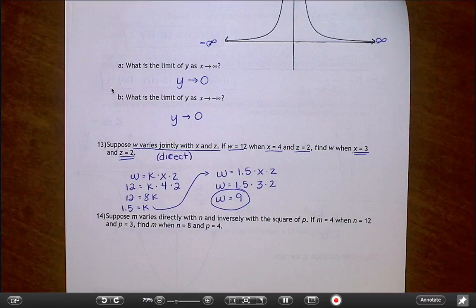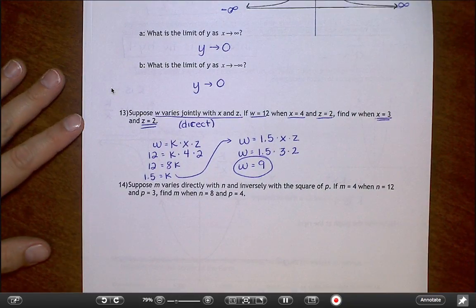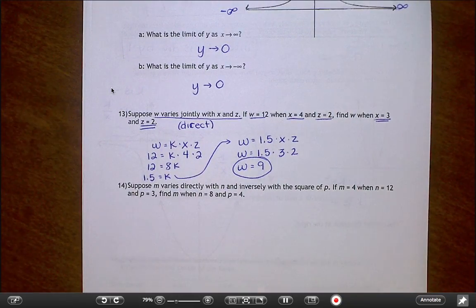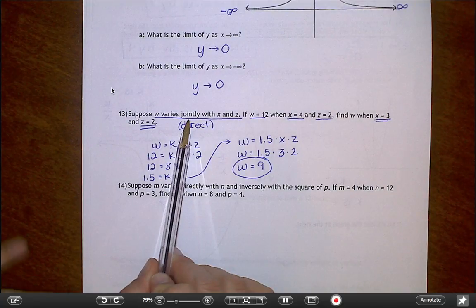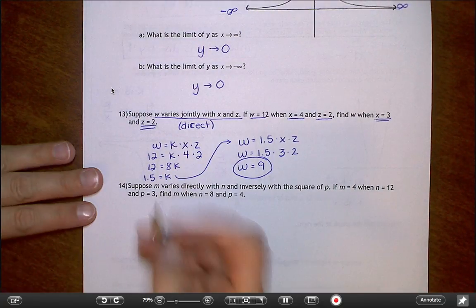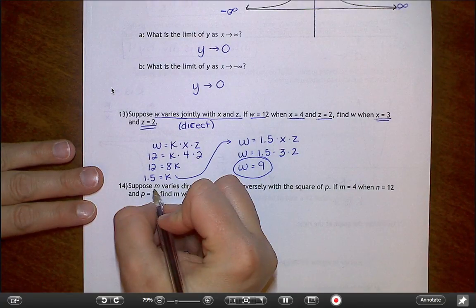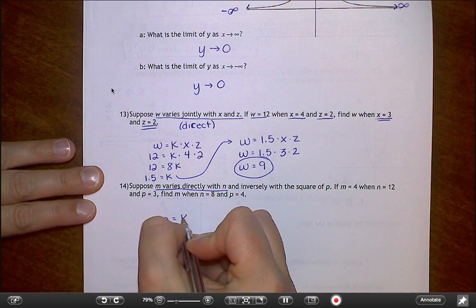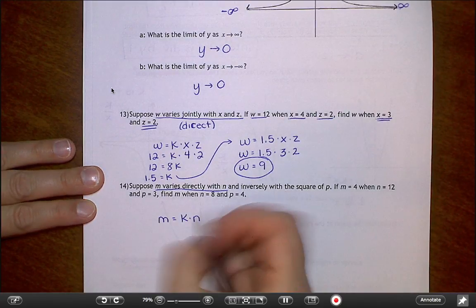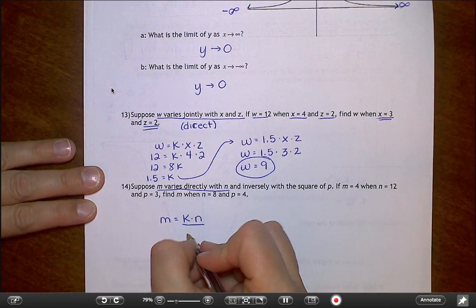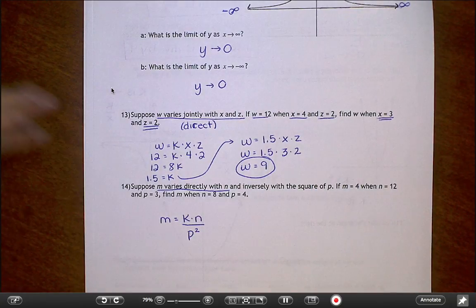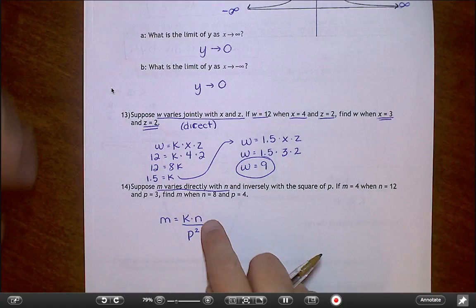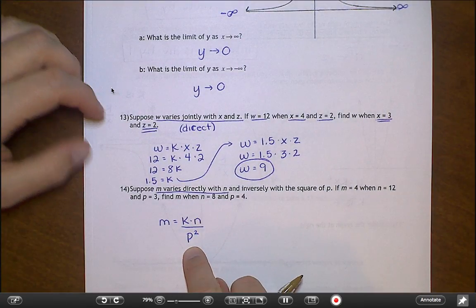All right, let's take a look at 14. This is what's called combined variation, which is similar to joint variation, except now we can mix it up. Sometimes we might have direct, sometimes we might have inverse, whereas joint is all direct. So m varies directly with n, so I'm just going to start with this. M varies directly with n. And inversely, which means I'm dividing, with the square of p. So notice I'm using all the same k value. I'm just setting one up as direct and one up as inverse.